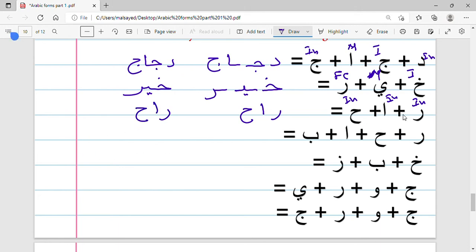Okay, next one we have ra again, so it's independent. Now between the ra and the ha, al-ha is initial because al-ha connects with after, while alif connects with before, so alif middle. Between the alif and the ba, alif doesn't connect, so al-ba independent.